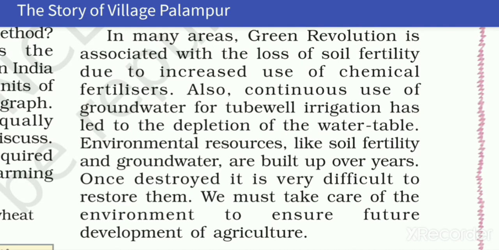Not only this, the continuous use of groundwater for tube well irrigation has also reduced the underground water level. And everyone must remember that every natural resource is built up over many years, and once destroyed, it is very difficult to regain or restore it. That is why we all must take care of the environment to ensure future development of agriculture.